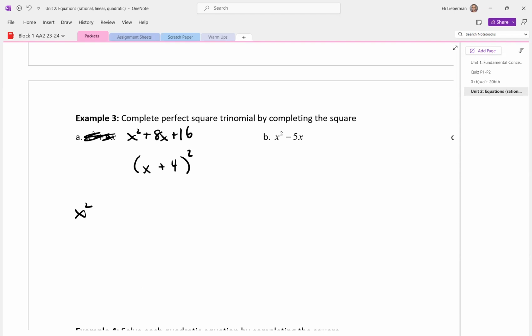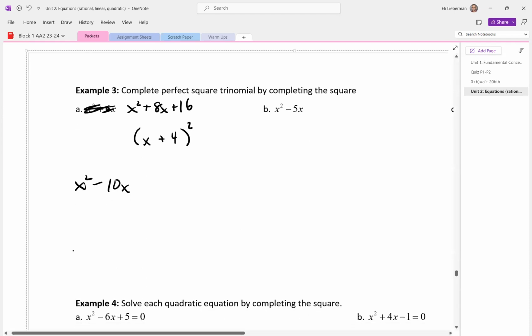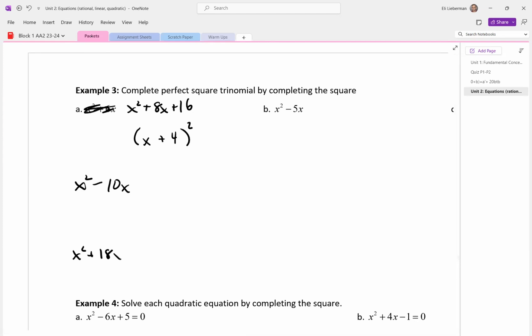Let's do another one before we go on to x minus 5. Let's do x squared minus 10x. Can you please complete that square? And I'll give you another one: x squared plus 18x. Please complete both of these and write them as the square of a binomial. When you're done with those two others I've just given you, do not move on to B yet.